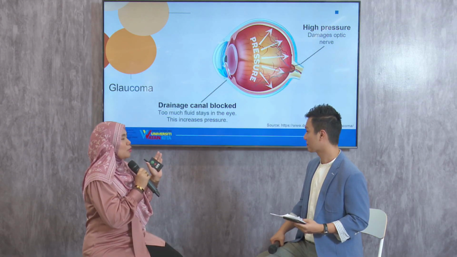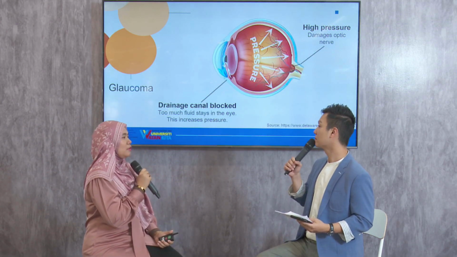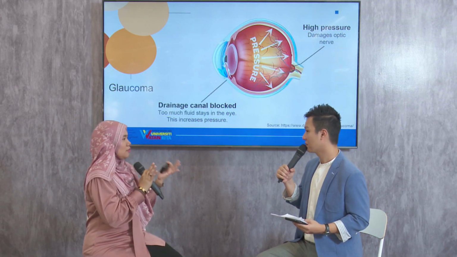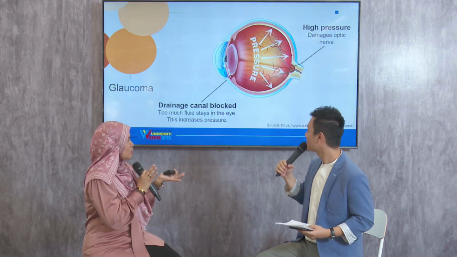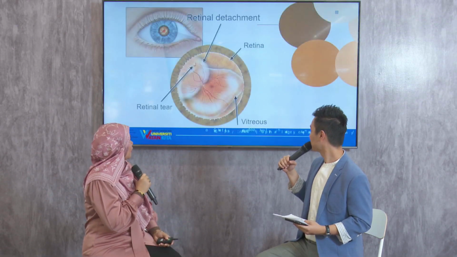Why is glaucoma so worrying? Because it can damage the optic nerve and it's irreversible. So once it's damaged, it's gone, blindness. So we want to avoid that, so we need to detect it earlier.